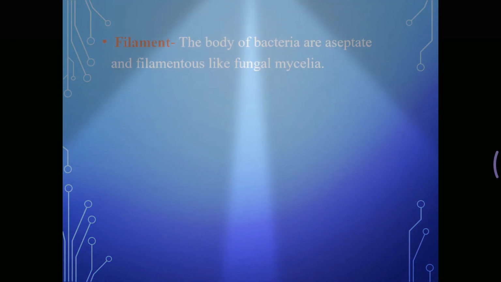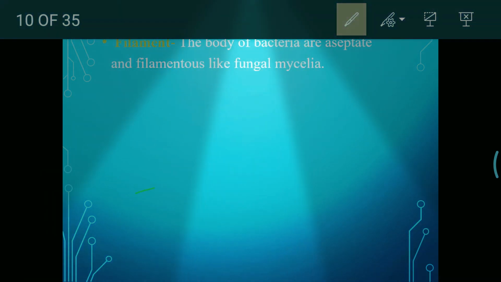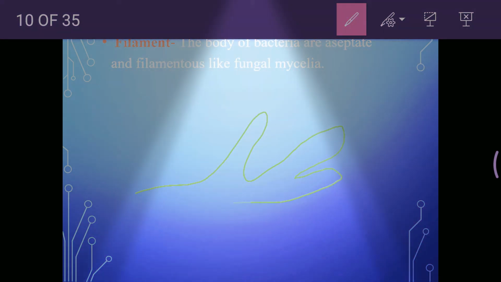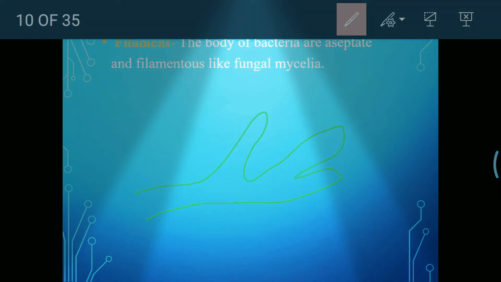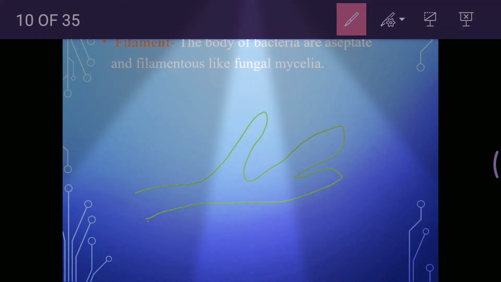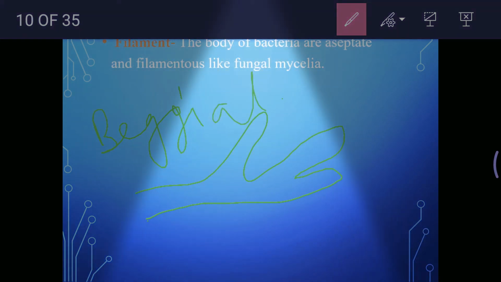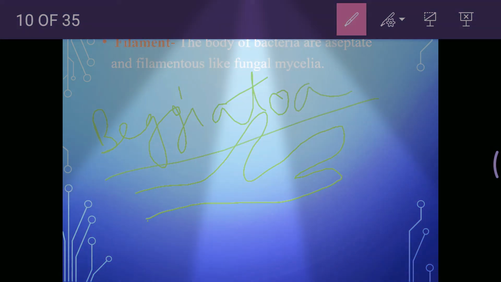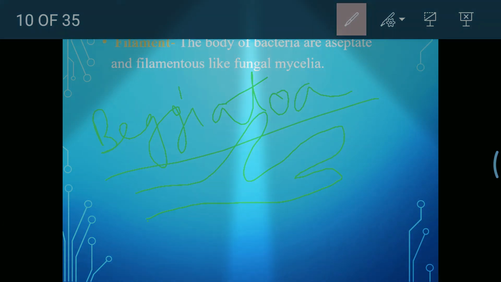One of the shapes is the filamentous structure. Filamentous bacteria have a structure somewhat similar to the mycelia of the fungus, if you all can remember, it looks somewhat like this. And some of the bacteria look like the mycelia. An example of this kind of bacterium is Beggiatoa. Beggiatoa is also one of the largest bacteria, whose size is around 500 micrometer.